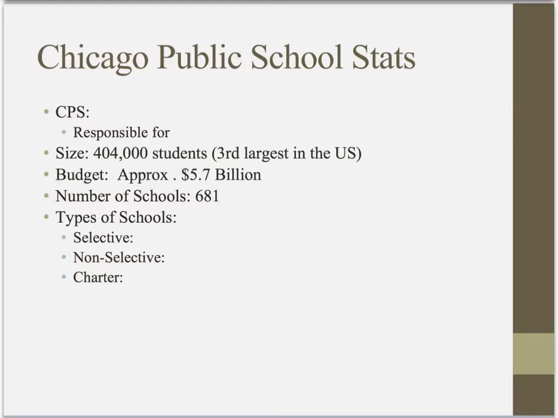There's selective, so that's your Walter Payton, your King College Prep, your Northside College Prep. Selective high schools. There are non-selective high schools, so the non-selective high schools near us are Hirsch, Hyde Park, and CVS, Simeon, you know them. And then there are charter schools, which is what Noble Street is. It's right there on your polo, Noble Street Charter School. Gary Comer College Prep is one school within the Noble Street charter.